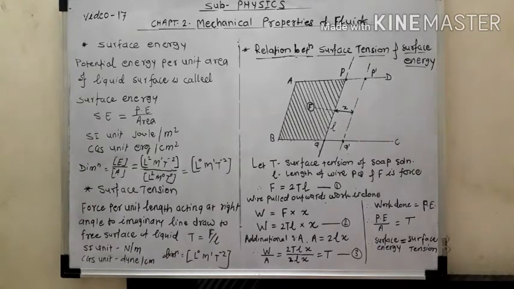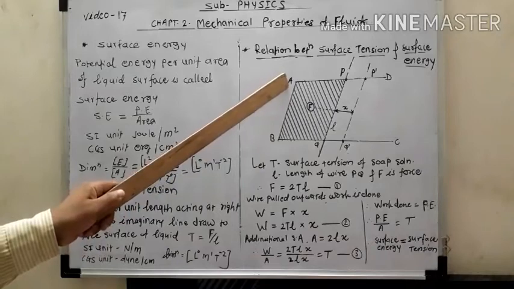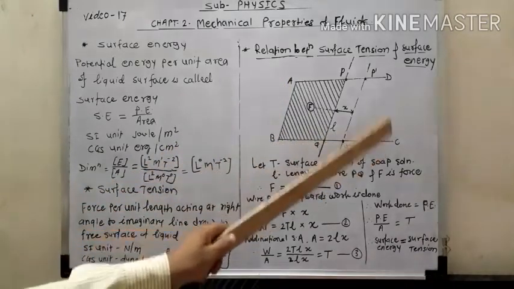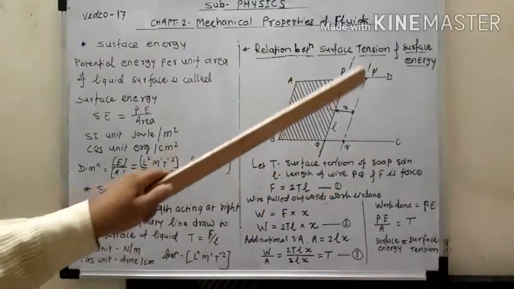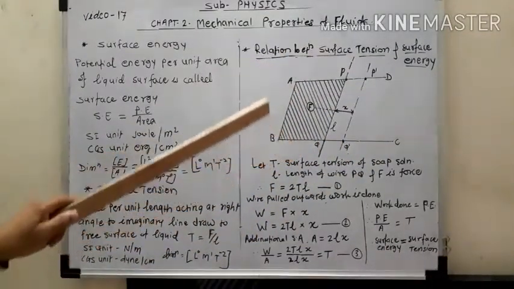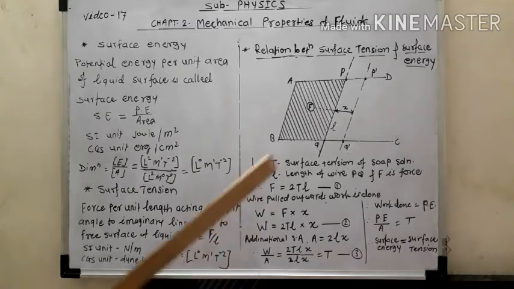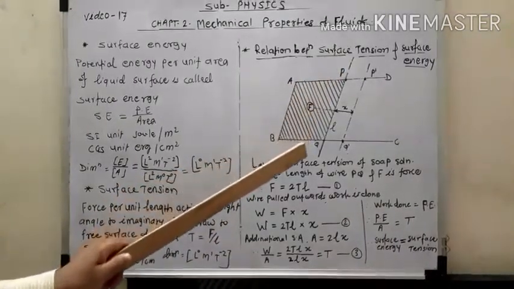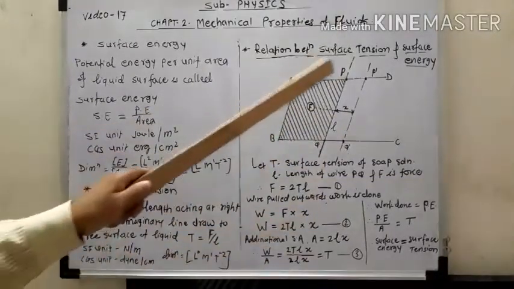Now, in this relation between the surface tension and surface energy, we have to consider a rectangular frame ABCD in the form of a wire. In the form of wire, we consider a rectangular frame ABCD. This is an open rectangular form made of wire. Then on this frame, a piece of wire PQ can slide on this frame ABCD.